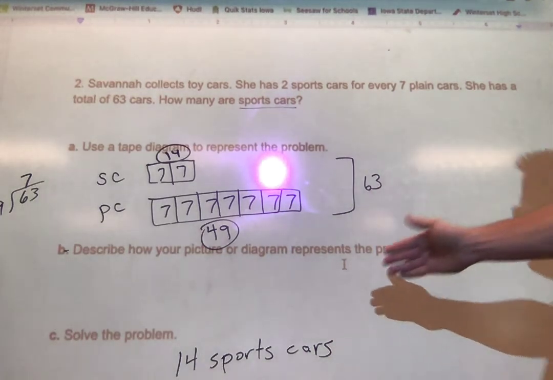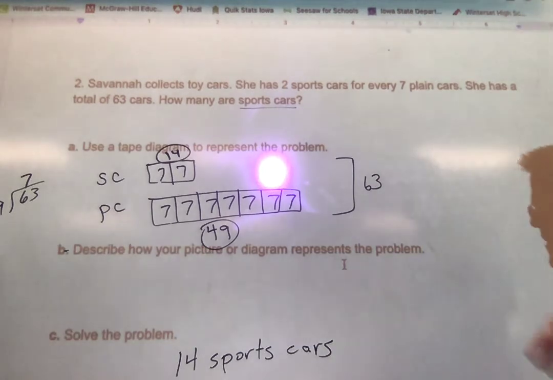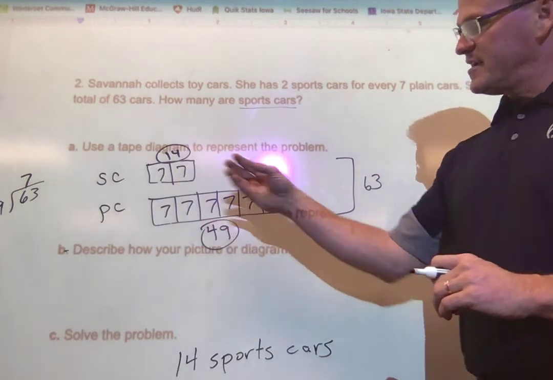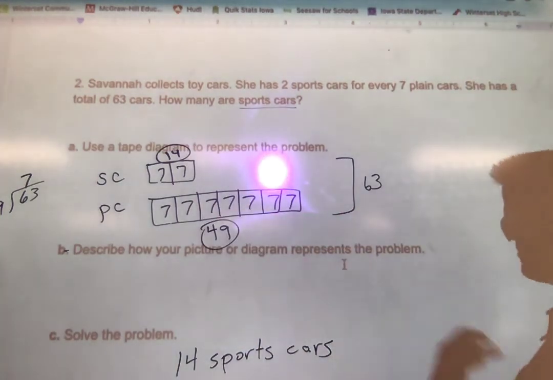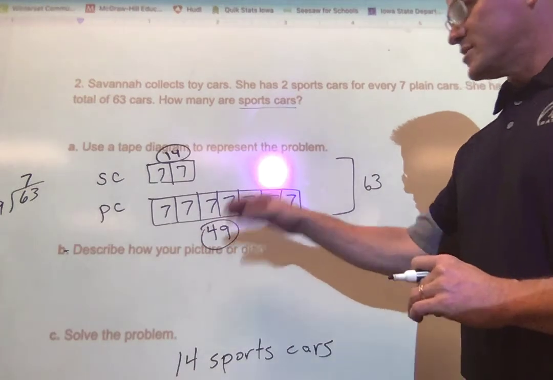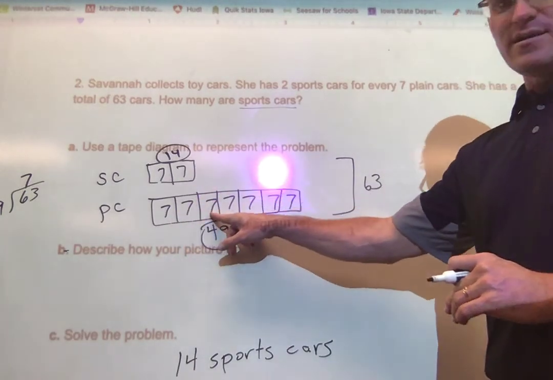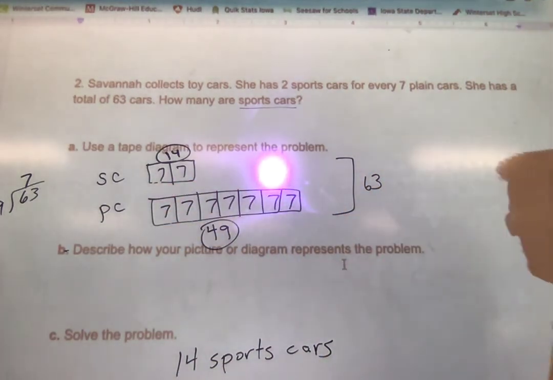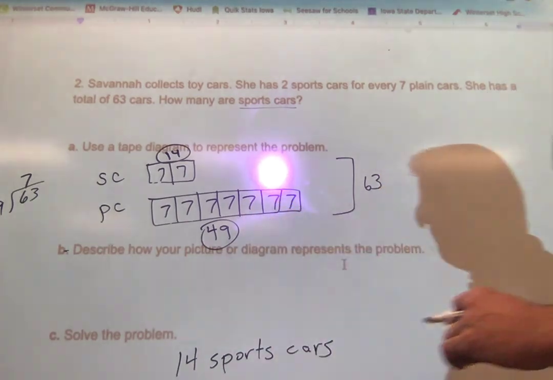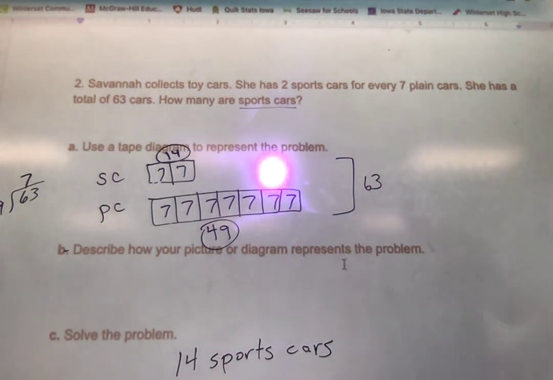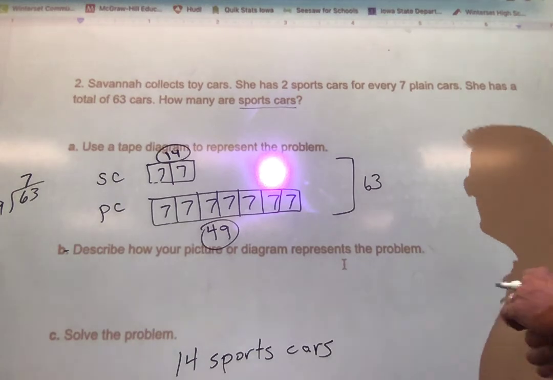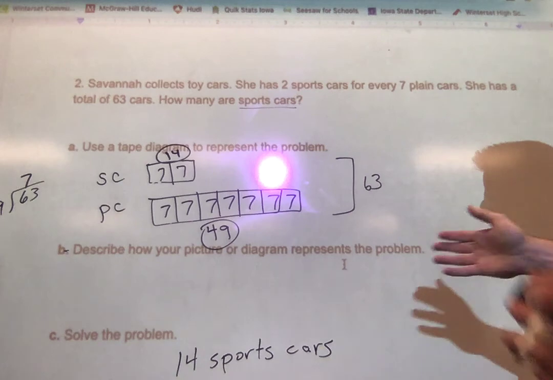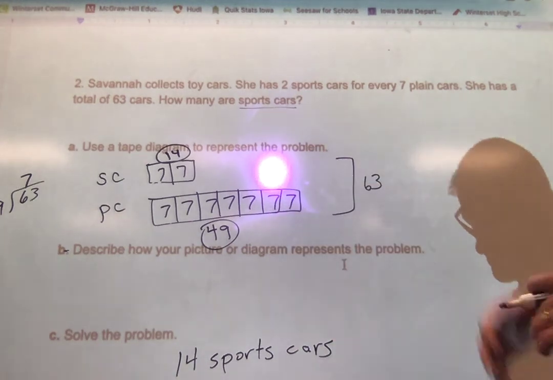And when it talks about how to describe how your picture or diagram represents this problem, again, you would talk about, like we just discussed, that it's a 2 to 7 ratio, and they just repeat that same rate. Basically, we're doing that 7 times. This 7 in here means that we're doing this 2 to 7 rate 7 times. Okay, and that's how we get 14 and 49. And that's easier maybe than drawing out the whole picture representing all 63 cars. We don't have to draw everything. We can do it in this simpler tape diagram once we understand how to use them.